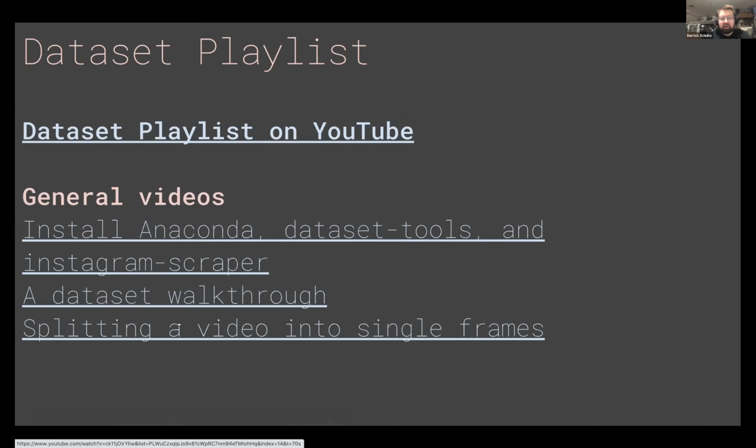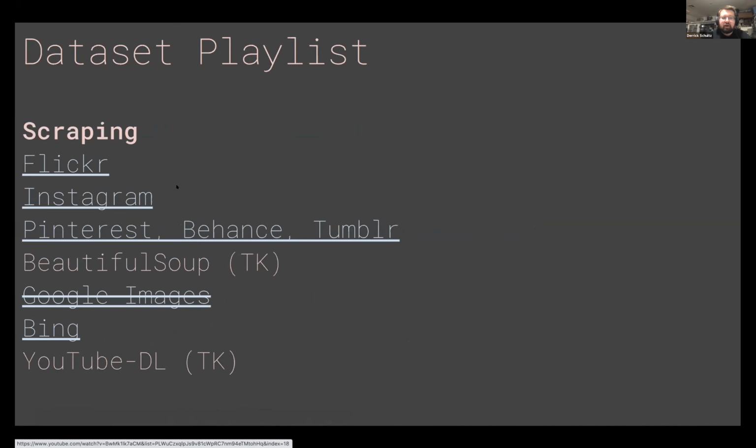There's a video here about splitting video into single frames. There is a whole category of scraping videos. So if you want to scrape off Flickr, Instagram, Pinterest, Behance, Tumblr, or Bing, videos already exist for those. The Google Images video that is up, you can watch it, but it will not work because Google broke their image API. So you'll want to use Bing if you can't use Google, basically.